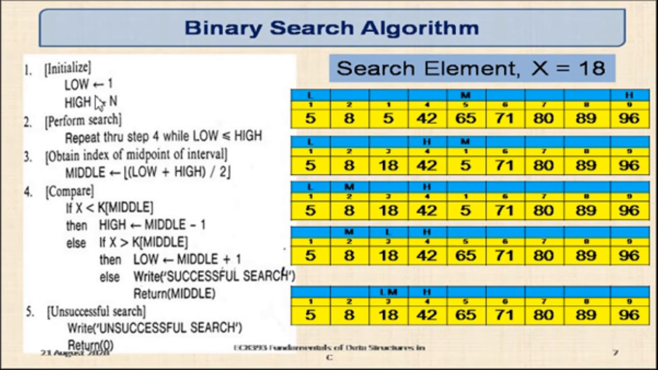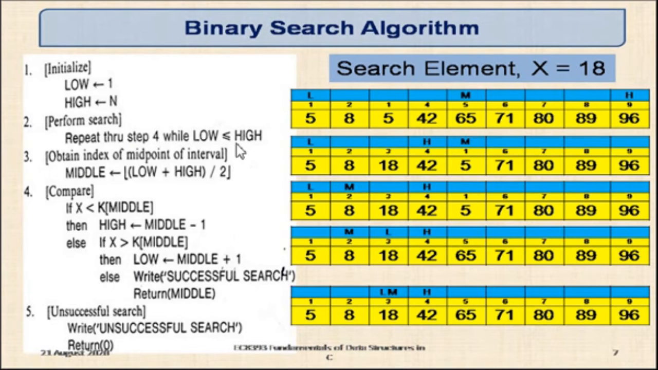So initialize the low and high pointers. Low is equal to 1, high is equal to n. Here in this case n is 9, so H is 9, right? Then perform search. The second step says repeat through step 4 while low is less than or equal to H. Repeat through step 4 until this condition is satisfied. That is, it has to go through the steps systematically like this up to step 4.